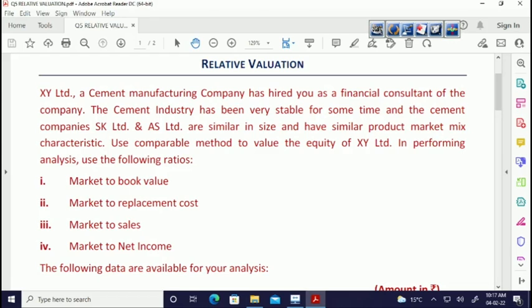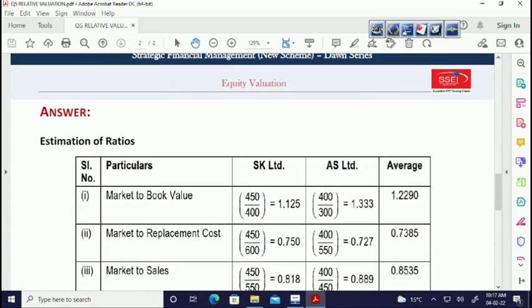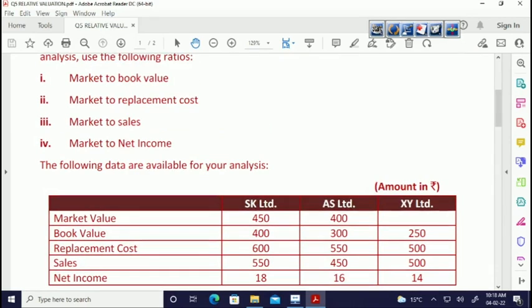So suppose the market to book value ratio, let's check. Market value for SK is 450, book value is 400. So the market value to book value ratio is 450 by 400, something like 1.125. And 400 by 300 is like 1.33. I may be wrong, I have done it verbally. Take an average. Okay, have they done it? Yeah, 1.125, 1.33, average is 1.229.